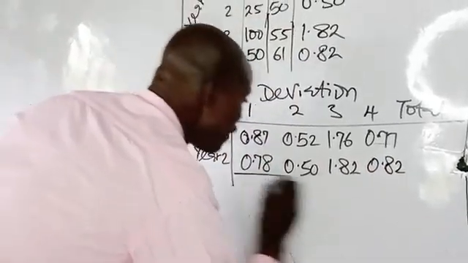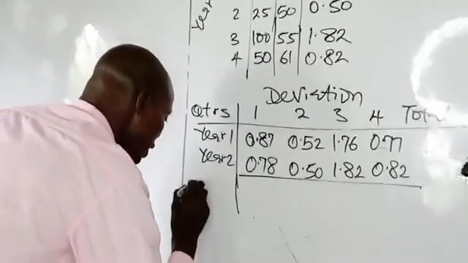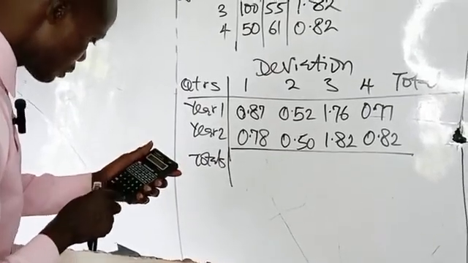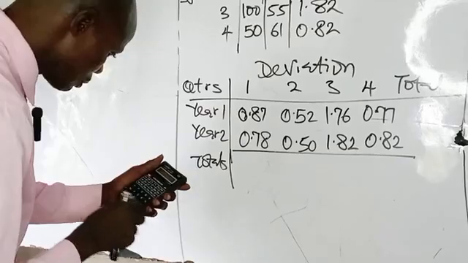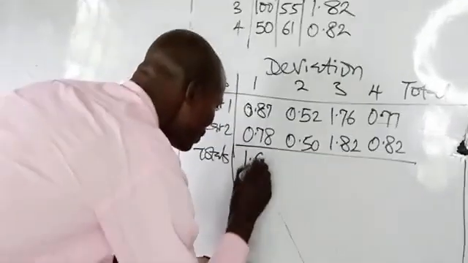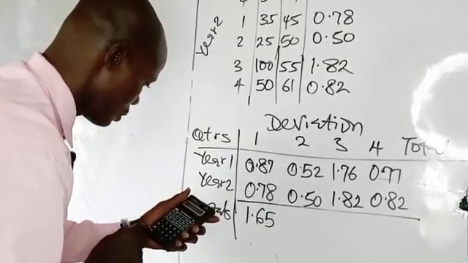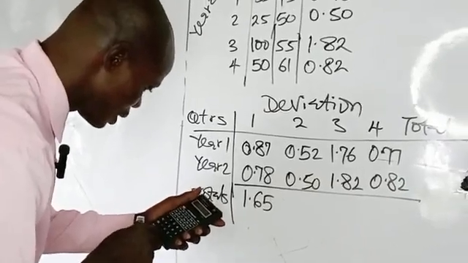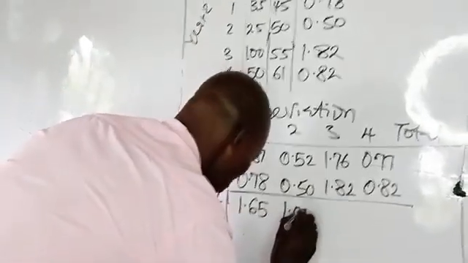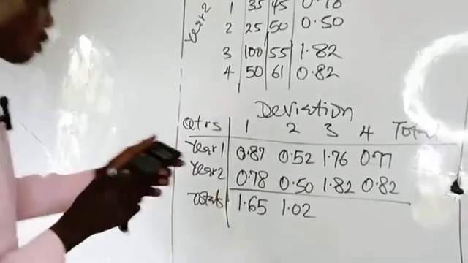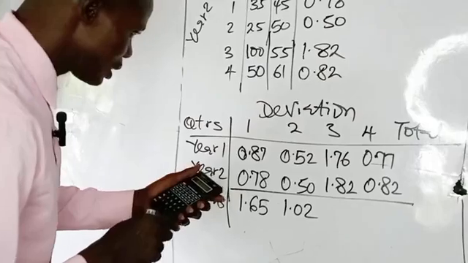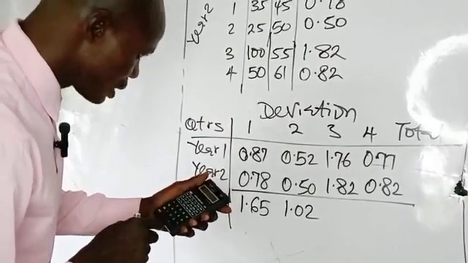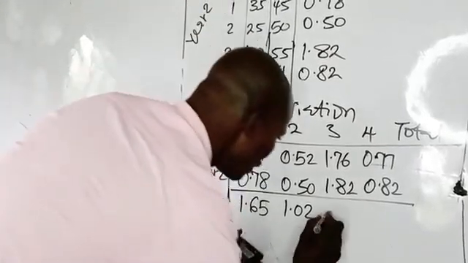Let's find the total for each quarter. They have totals. 0.87 plus 0.78. That is totaled 1.65. 0.52 plus 0.50. That gives us 1.02. 1.76 plus 1.82. That gives us 3.52.